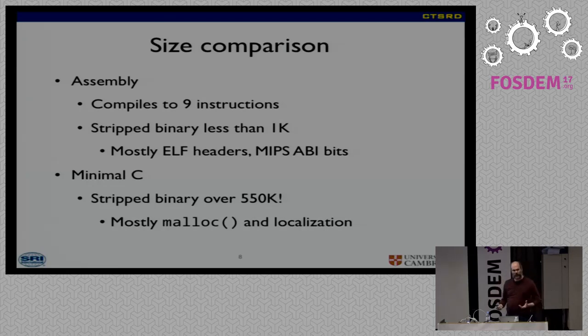However, the minimal C program there, and this is without printf, or seemingly without printf, is over 550K. Most of that, it turns out, is malloc. And a bit of it is localization. And we'll get into that more. So where does all this stuff come from? This program didn't do anything requiring localization. It has to basically make a simple system call.